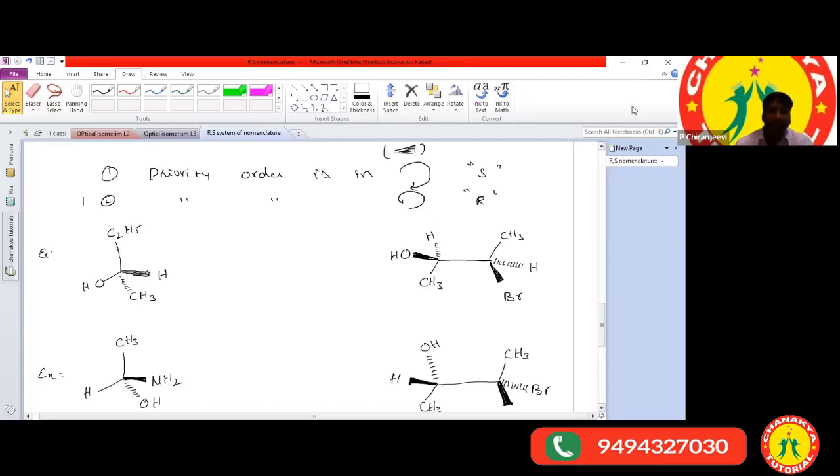This is example one. Is the given example an R isomer or S isomer? Sirisha or Anjan, first of all, can you give the priority order? If you give the priority order, we will get the clarity. Conditions applied. Now, which one can we give the first priority, Sirisha?